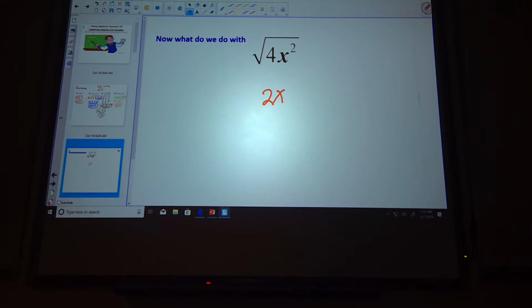So if you want to think about what that really is, 4 is 2 times 2, and x squared is x times x. So underneath that I would have had 2, x, x, and I'm looking for pairs. Pairs are perfect squares.